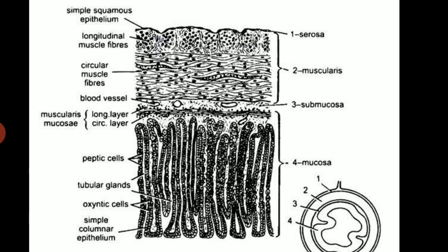Parietal cells are located in the middle region of the gastric glands. Parietal cells are among the most highly differentiated of the body's epithelial cells. These relatively large cells produce both hydrochloric acid and intrinsic factor.